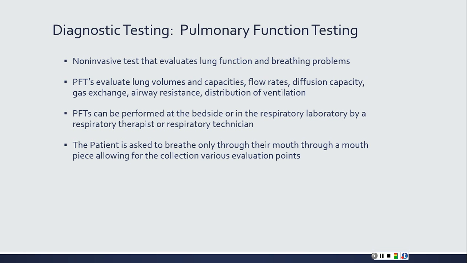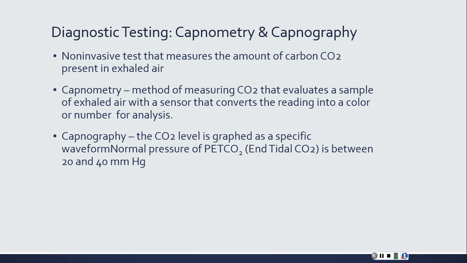Okay, next test we'll look at is capnometry and capnography. All right, this is an evaluation of CO2 as well. Now that's not looking at arterial CO2, but it's looking at the exhaled CO2 and the amounts. Capnometry is a method of measuring CO2 that evaluates a sample of exhaled air with a sensor that converts the reading into a color or number for analysis. Capnography, CO2 level is graphed as a specific waveform. The normal pressure of a PetCO2, or end-tidal CO2, so exhaled CO2 air, is between 20 and 40 millimeters of mercury.